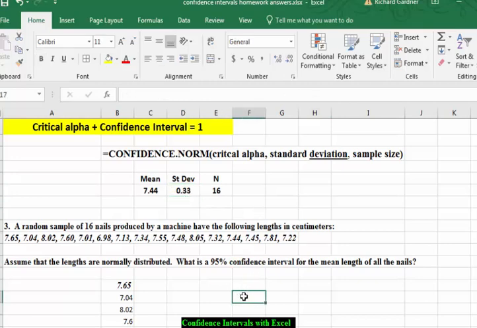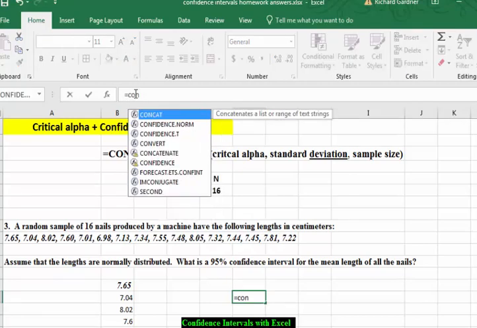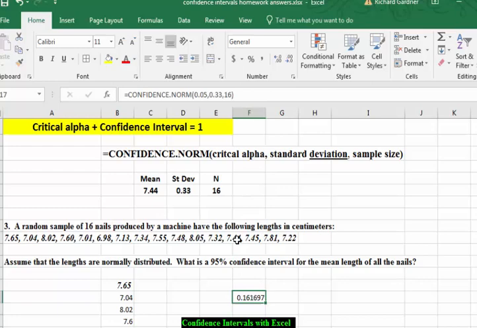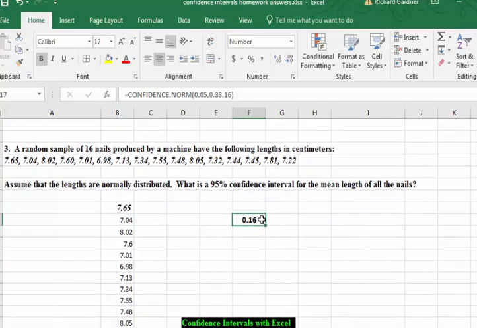Let's go ahead and just pick a cell, any cell. Equals CONFIDENCE.NORM. There you are, number 2. So we want a 95% confidence interval. That for our alpha level is going to be 5% or 0.05, comma. Standard deviation, we just figured it out, 0.33, comma. And our sample size is 16, close parentheses, hit enter. All right, let me clean that one up a little bit. So there is our margin of error.